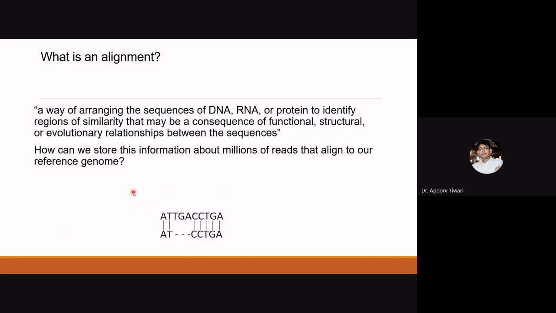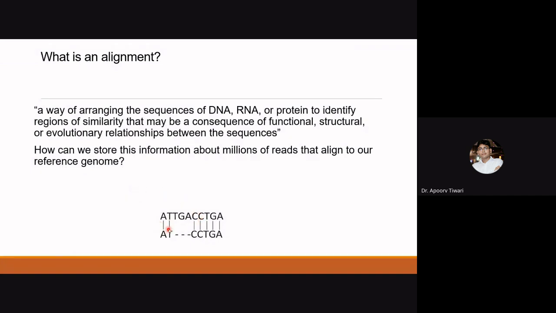After that, you should know what alignment is. It is a way of arranging the sequences of DNA, RNA, or protein to identify regions of similarity that may be consequences of function, structure, or evolutionary relationship between the sequences. So how can we store this information about millions of reads that align to our reference genome?